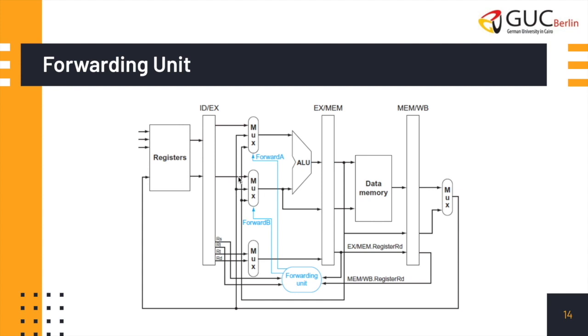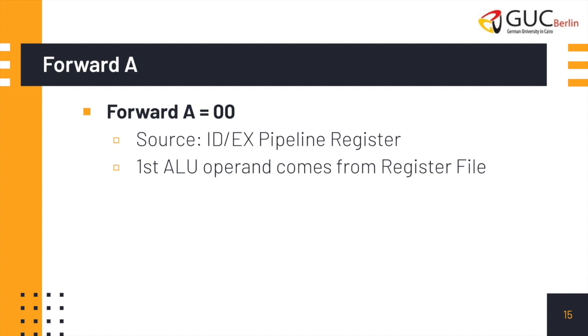Same goes for the second multiplexer, exactly the same order. The first line will get data from the register file, the second line will get data from the mem/write back pipeline register after the multiplexer of the write back, and the third line will get the data from the ex/mem pipeline register. Now let's see the different combinations for both selection lines, and let's start with forward A.